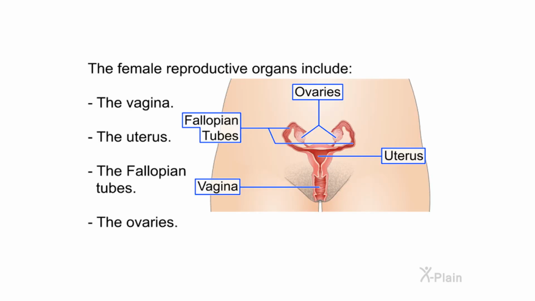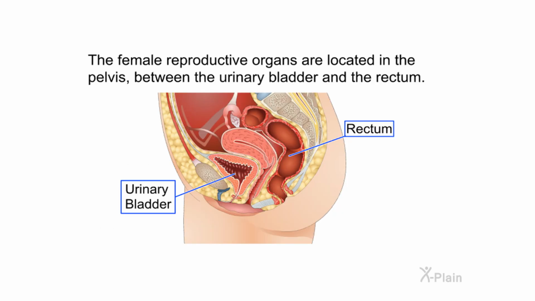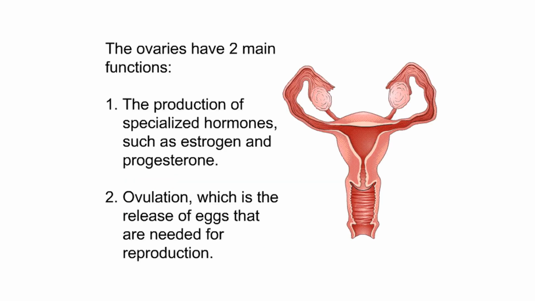Anatomy. The female reproductive organs include the vagina, the uterus, the fallopian tubes, the ovaries. The female reproductive organs are located in the pelvis, between the urinary bladder and the rectum. The ovaries have two main functions. One, the production of specialized hormones such as estrogen and progesterone. Two, ovulation, which is the release of eggs that are needed for reproduction.